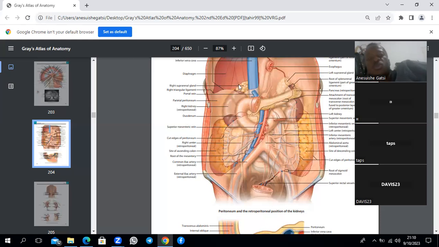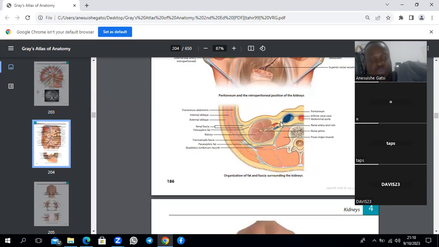So if you are in inspiration, remember the diaphragm is the chief inspiratory muscle. And though it's the chief inspiratory muscle, when it descends during contraction, it's also going to push these kidneys down, right?